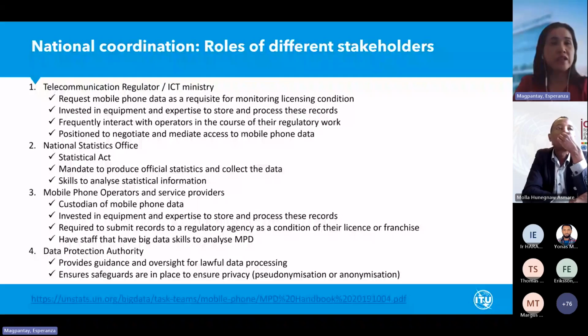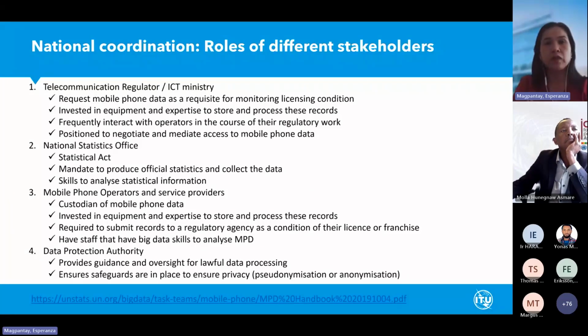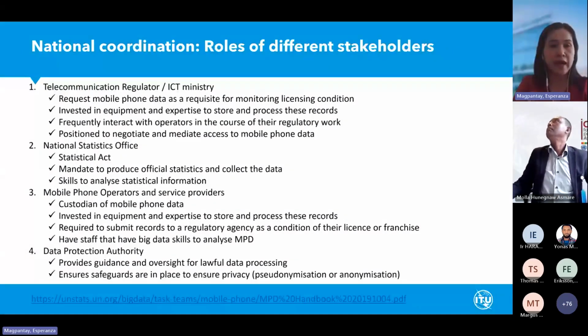So in comparison with other use cases, information society or ICT statistics is very, I would say, advantageous for regulators and ministries and national statistical offices, because we are particularly getting the data from the market itself. So the regulators can have frequent interactions with the operators, and they have good connections with the mobile network operators to be able to make discussions and negotiate regarding the data access.